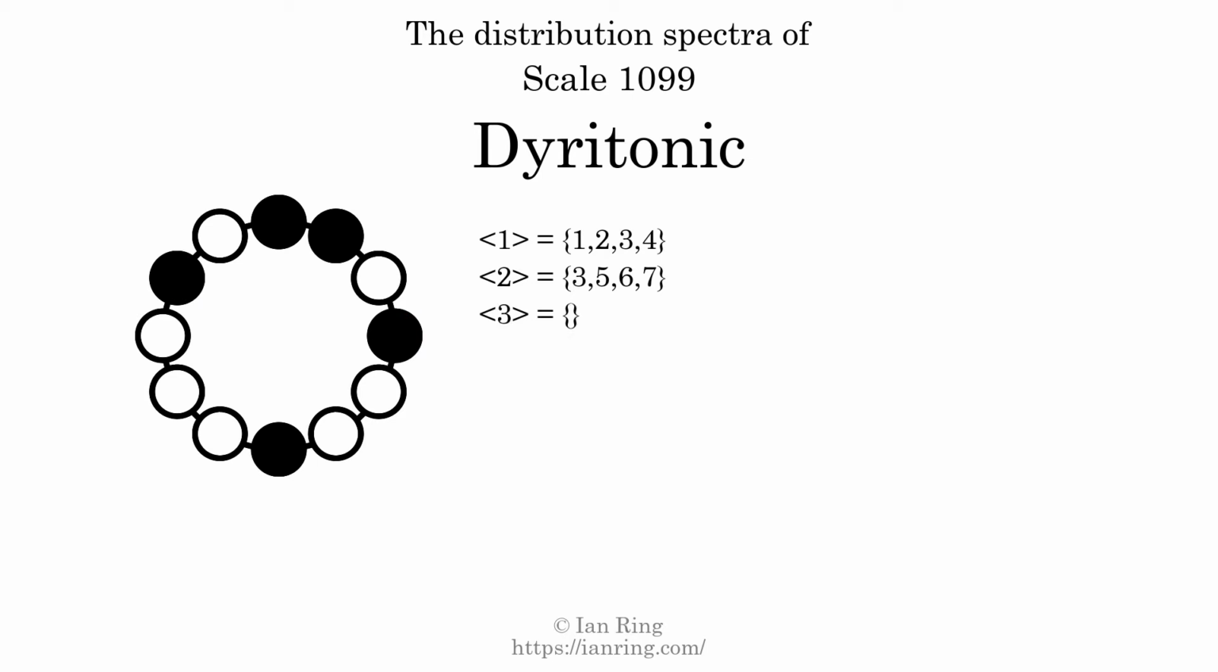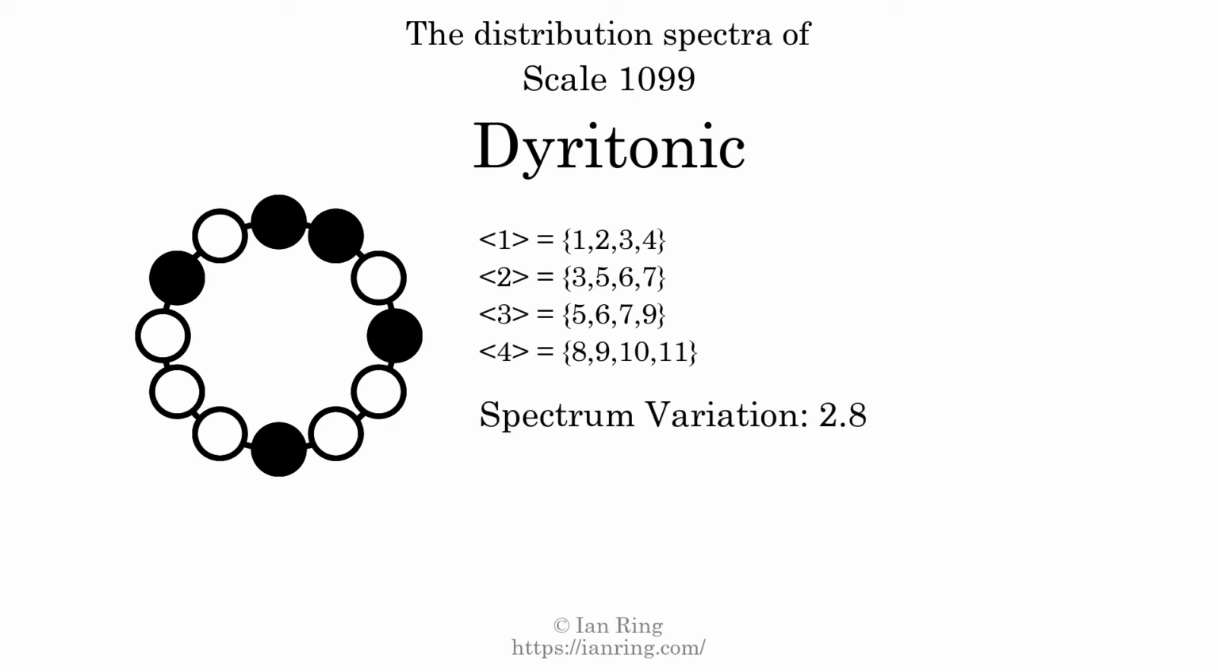The generic interval of 3 scale steps comes in 4 different specific interval sizes. 5 semitones. 6 semitones. 7 semitones. And 9 semitones. The spectrum width of this generic interval is 4. And finally, the generic interval of 4 scale steps comes in 4 different specific interval sizes. 8 semitones. 9 semitones. 10 semitones. And 11 semitones. The spectrum width of this generic interval is 3.